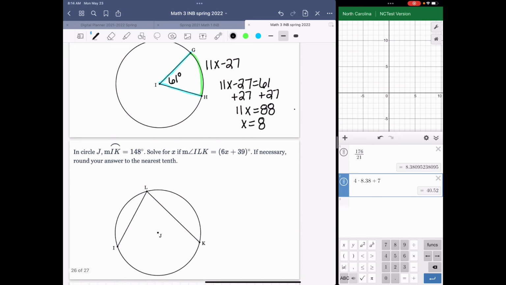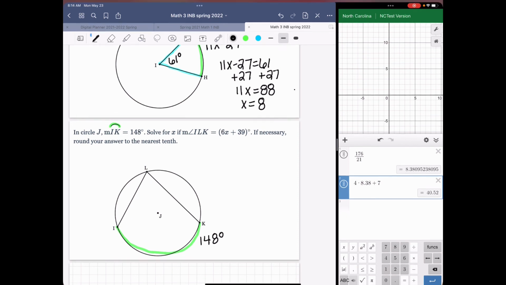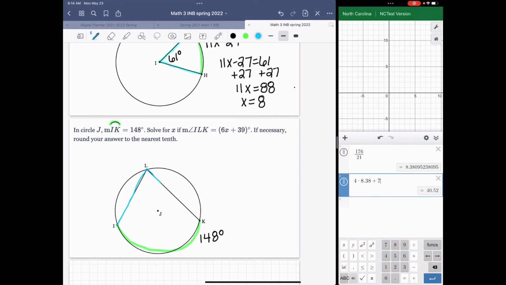Then we have circle J. They are telling us in circle J that the measure of the arc IK is 148 degrees. They want us to solve for x if ILK is 6x plus 39. So we have an inscribed angle this time. So remember, when we have an inscribed angle, the angle is half of the arc.